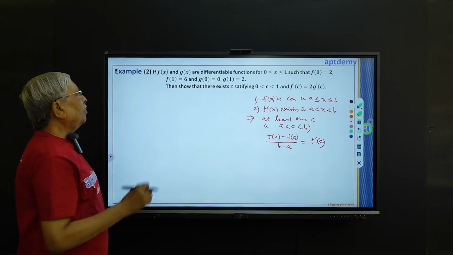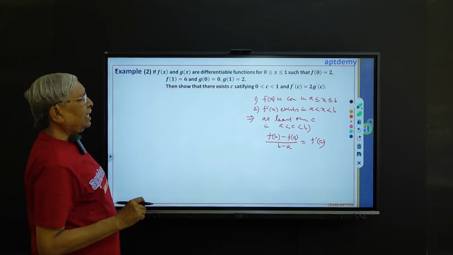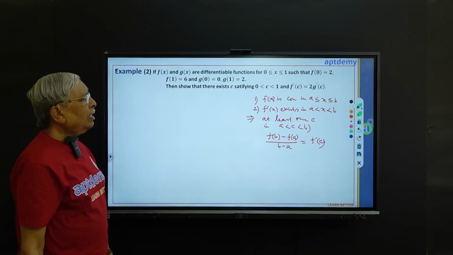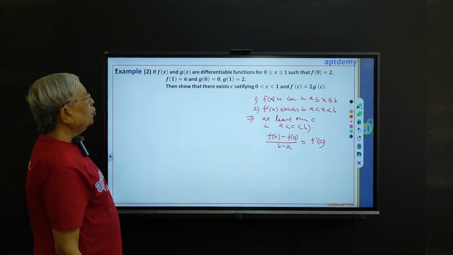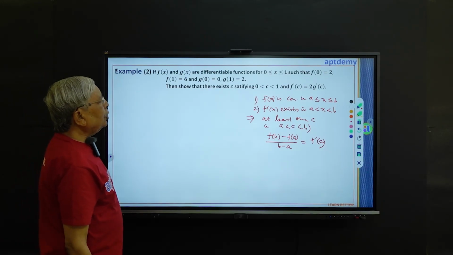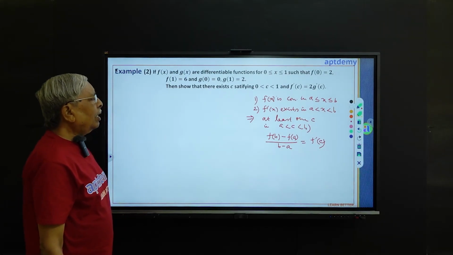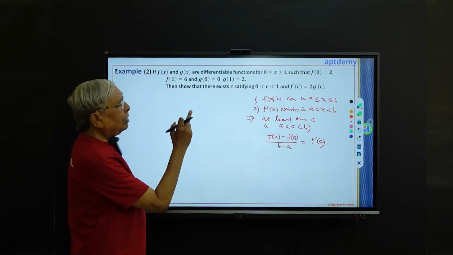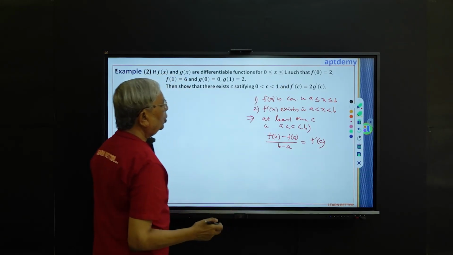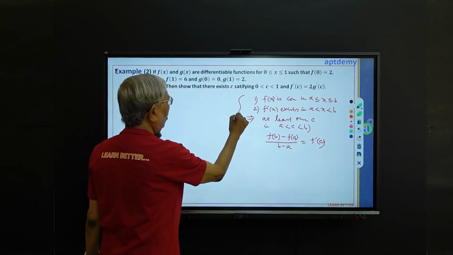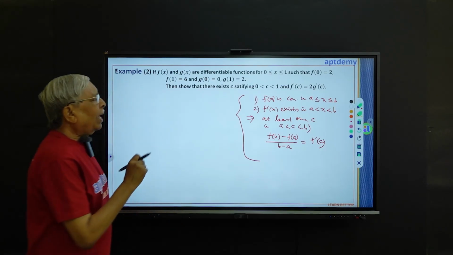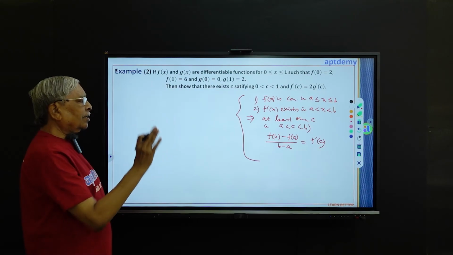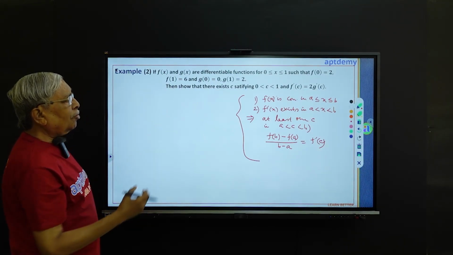So I have taken the problem. If f(x) and g(x) are two differentiable functions in 0 less than or equal to x less than or equal to 1, such that f(0) equals 2, f(1) equals 6, g(0) equals 0 and g(1) equals 2, then there exists c in between 0 and 1 such that f dash c equals 2 g dash c. First, we shall apply the mean value theorem on the function f(x), then on g(x). So first we have stated the mean value theorem.